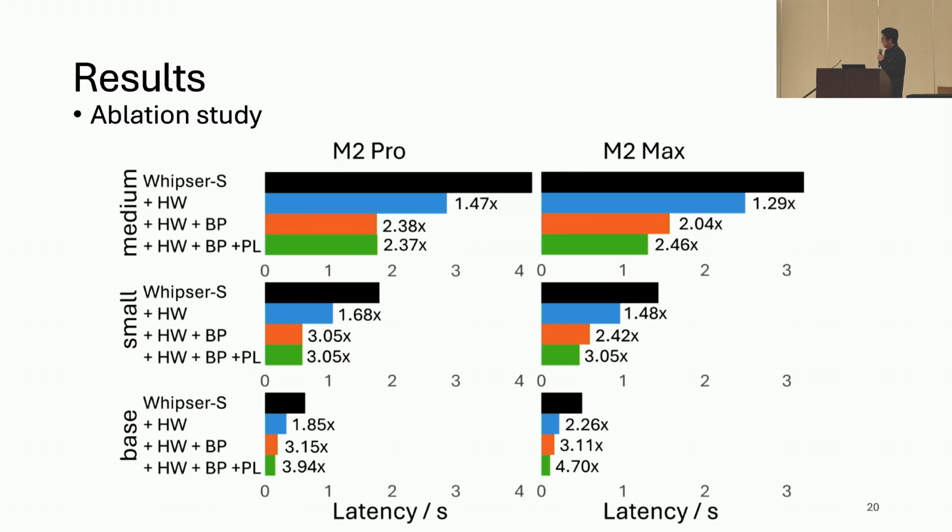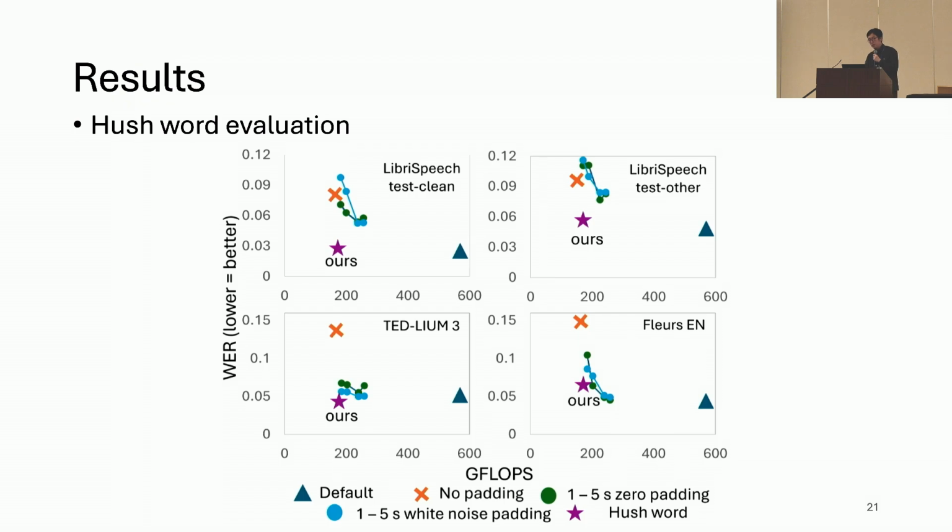And here's an ablation study. We add all 3 techniques on top of the Whisper streaming system gradually, and we find that all 3 techniques contribute to the latency reduction. And here's the last evaluation only about the hash word. We test the hash word on 4 different data sets and test the encoding cost shown on the x-axis and the accuracy shown on the y-axis with different padding reduction strategies. And we find that compared to other strategies, our method can hit a sweet spot that delivers lower computation as well as higher accuracy.